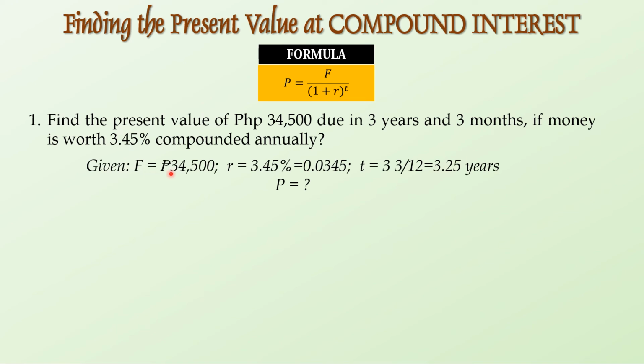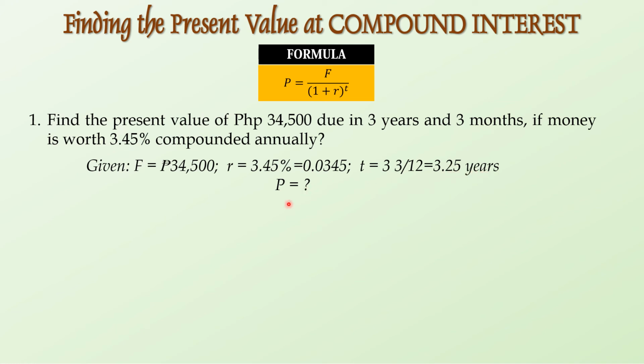Okay, we're gonna have to present the given. So, future value is 34,500 pesos. The rate, 3.45%. Okay, convert into decimal. Move the decimal point 2 places going to the left. So, 1 and 2. Then, add 0 dito. 0.0345. The time is 3. We have here 3 and 3 months. So, ang 3 months, lagyan na natin ng 12 sa ilalim. So, that is 3 and 3 over 12 years. Simplify natin yan. That is equal to 3.25 years.